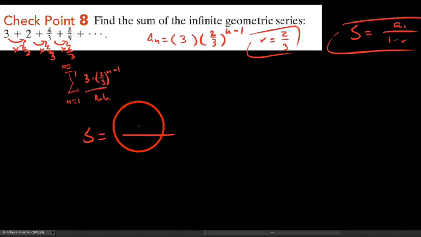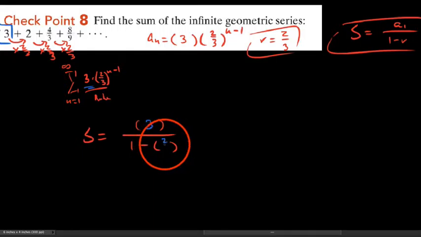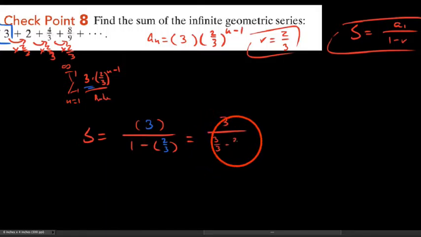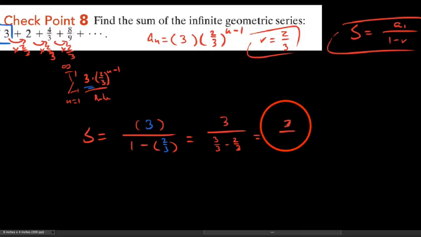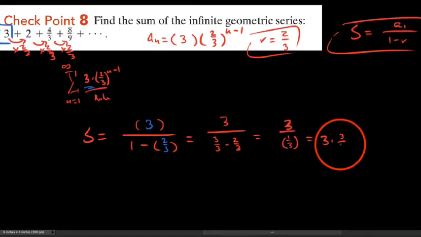So all that being said, we just take our first term over 1 minus r. Our first term in this case has a value of 3. Now our r value is 2/3, and I highly recommend that you do this in fractions. So 1 minus 2/3 is really 3/3 minus 2/3. I only say that because we want to get an exact value on our answer. So this would be 3 over 1/3, which, multiplying by the reciprocal, is 3 times 3 over 1, which comes out to a sum of 9.